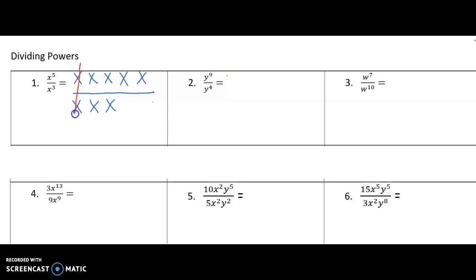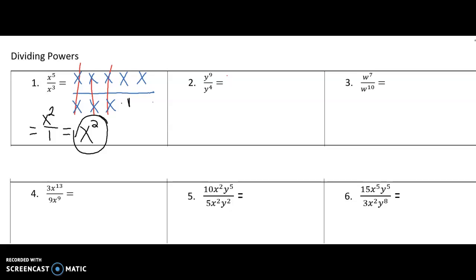We have this x divided by x, which cancels out. x divided by x cancels out. And then x divided by x cancels out. And we are left with x squared on the top. Technically, in the bottom, we always have a 1 there. Remember that there's a 1 there, but we don't write it. However, the answer is just x squared because you don't need that 1 in the denominator. And so our answer is just x squared.